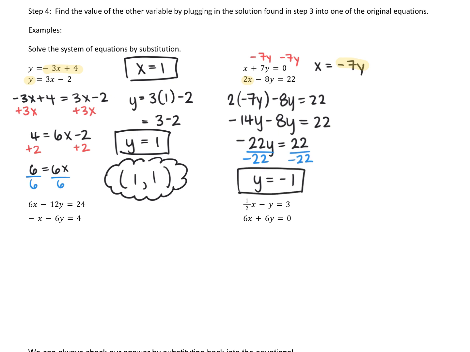And since I already isolated my x variable in my first equation, it's easy enough to just plug that in to that isolated equation to solve for x. So x equals negative 7 times negative 1, which means x is 7. Which as a point would be 7 comma negative 1.